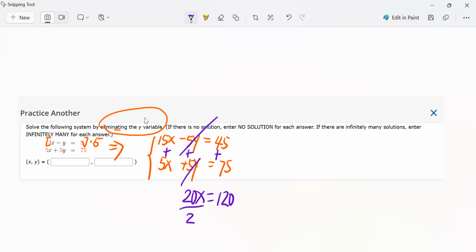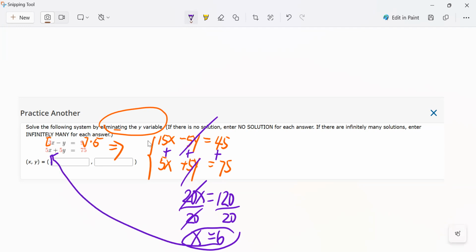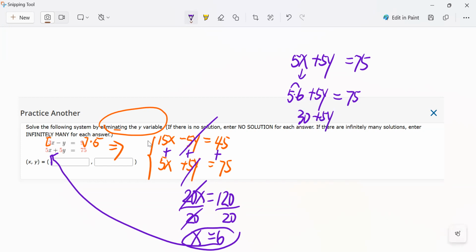Now divide both sides of the equation by 20. So x is by itself, x equals 6. So we figure out the x value and then we can find the y value by substituting the x value into the second equation. We take the second equation, 5x plus 5y equals 75. Now x becomes 6. So it's 5 times 6 plus 5y equals 75. 5 times 6, 30, plus 5y equals 75. Now subtract 30 from both sides of the equation. 5y equals 45.